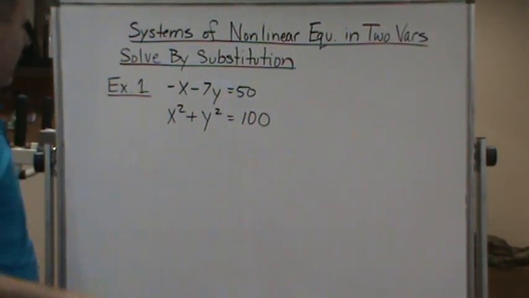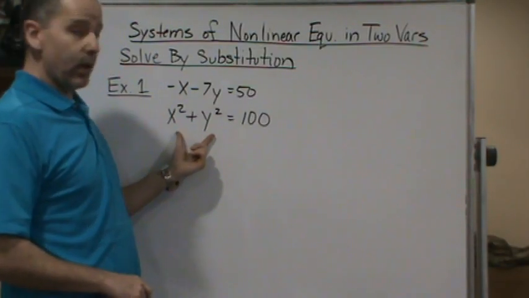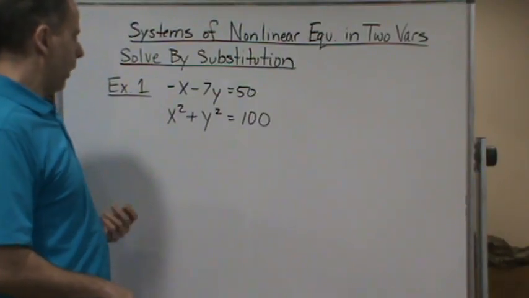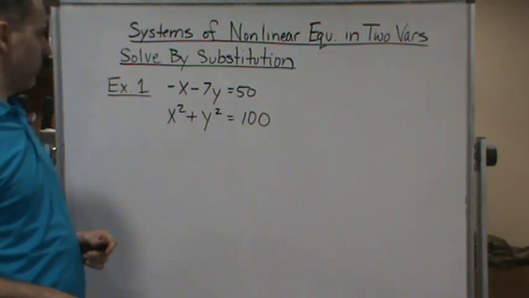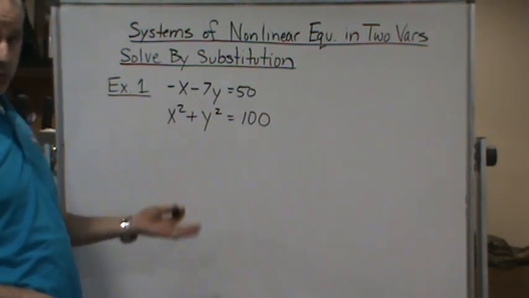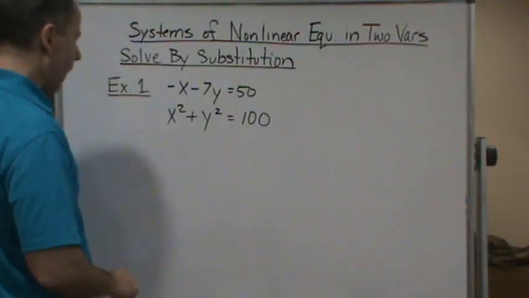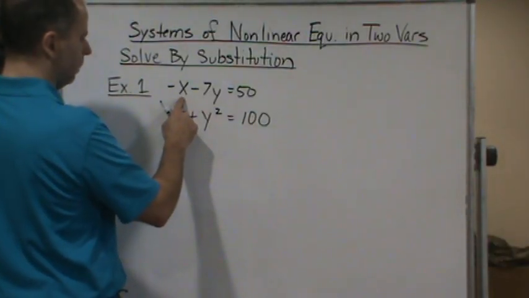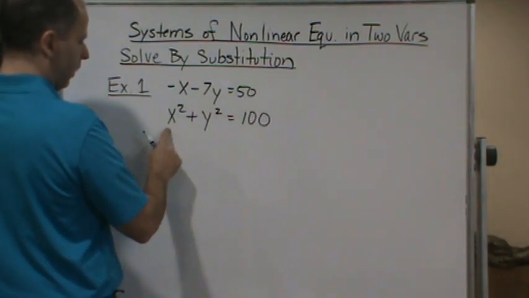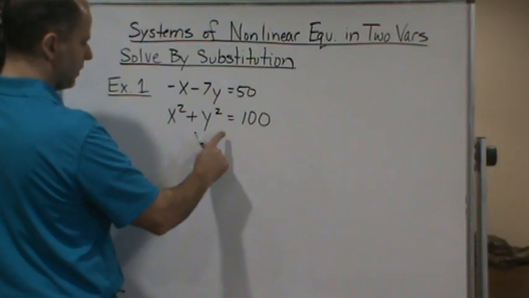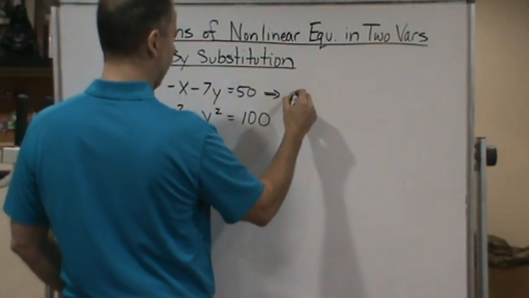So here's an example. Here we have a line, so the equation of a line, and we've got the equation of a circle, right? And we want to find where these two graphs intersect. So to solve the system of equations, we're going to use substitution. In this case, I'm going to easily solve for x, and then substitute in this one for x. Then we'll have an equation just in y, and then we'll solve.